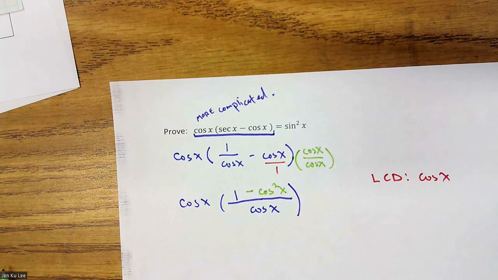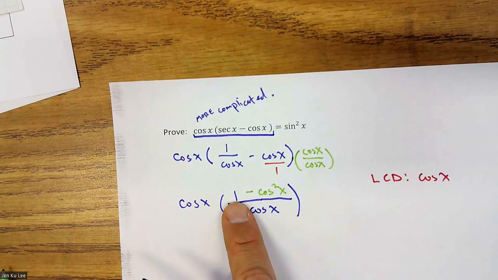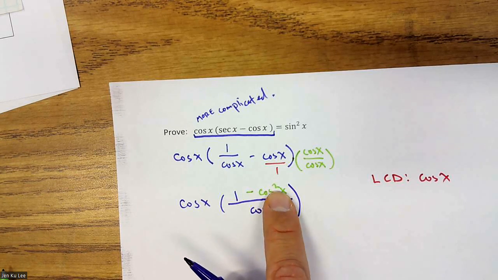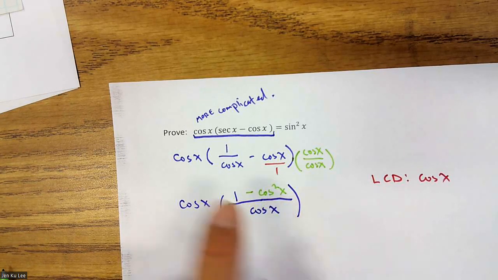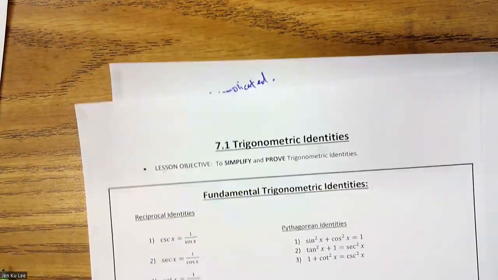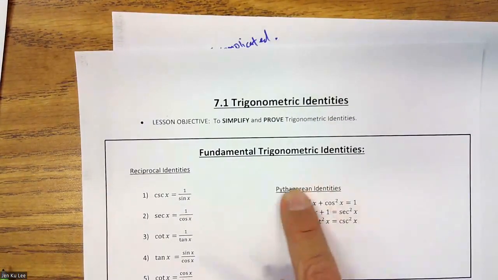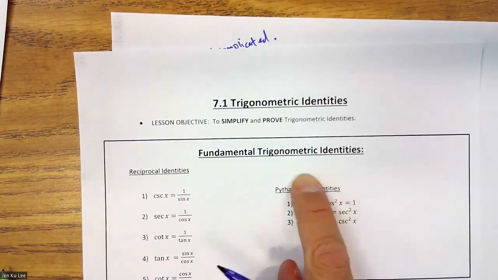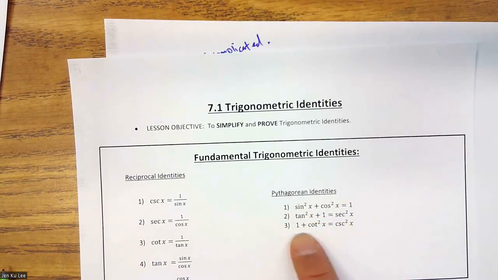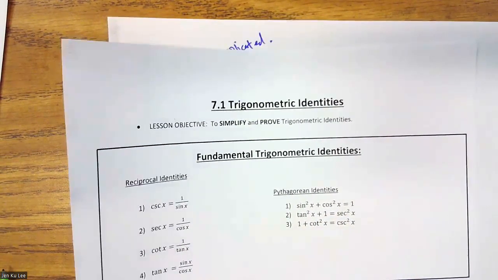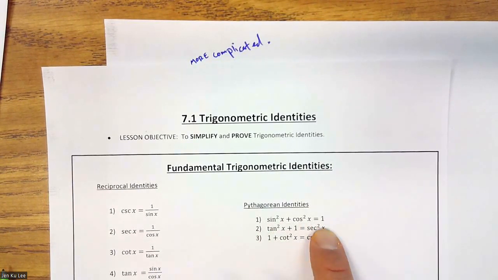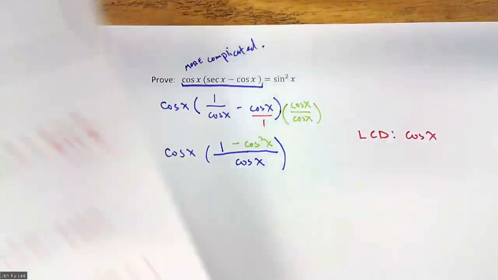All right, so wait, I see a 1 minus cosine squared x. Whenever I see a squared, I'm always thinking back to these trig identities, in particular these Pythagorean identities, okay? So notice that we have all of these squares, right? And I have 1 minus cosine. So I'm going to try and manipulate this to look like 1 minus cosine.